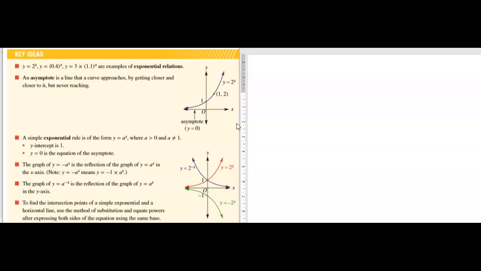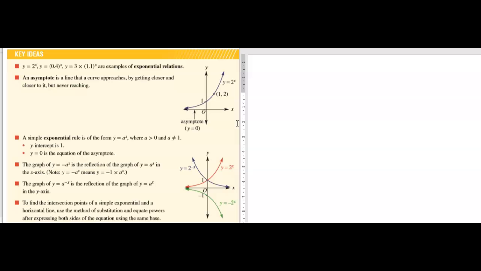All right, a simple exponential rule is of the form y equals a to the power of x, where a is greater than 0 and a is not equal to 1. So if a was equal to 1, it would just be y is equal to 1, because 1 to the power of x is just 1. So the y-intercept is 1. Okay, and remember that's only when it's in the form y equals a^x. Your graph can move up and down, which would make your y-intercept change. y equals 0 is the equation of the asymptote.